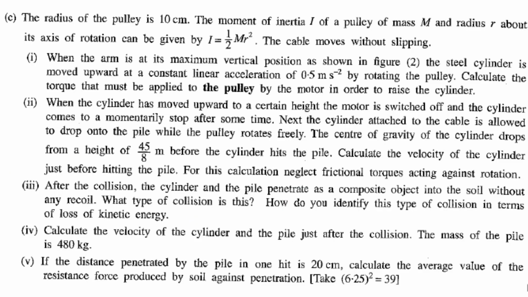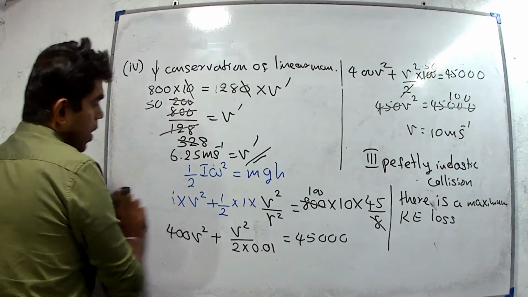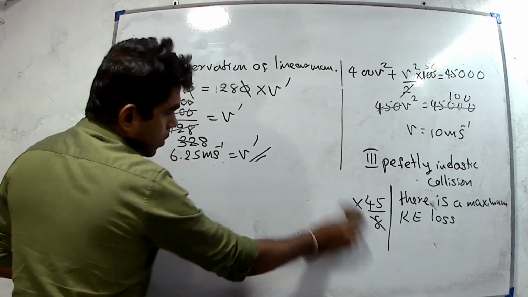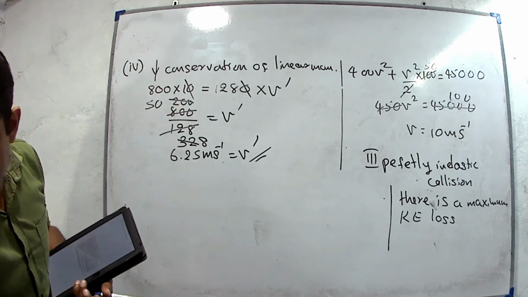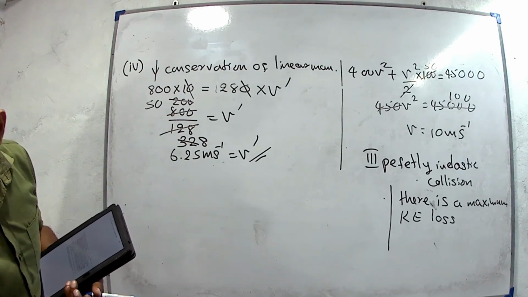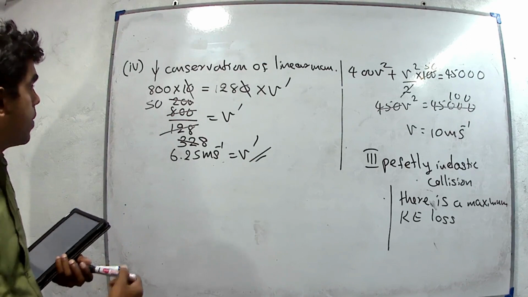Then part 5. If the distance penetrated by the pipe in one hit is 200 centimeters, calculate the average value of resistance force produced by the soil against penetration. Take 6.25 squared as 39. The kinetic energy of the system, the system means pile and cylinder, should be converted to energy or work done against the friction.